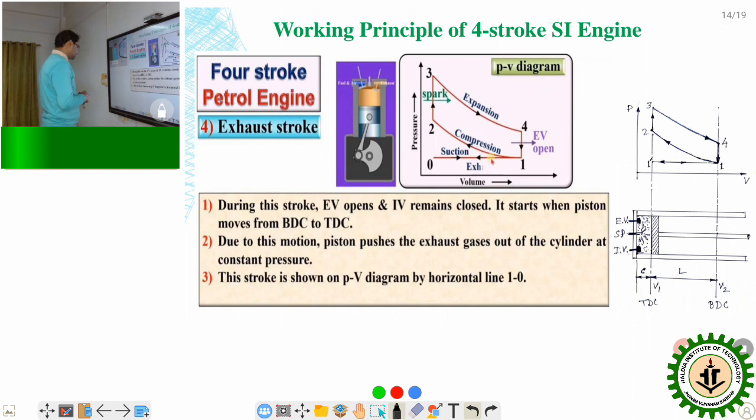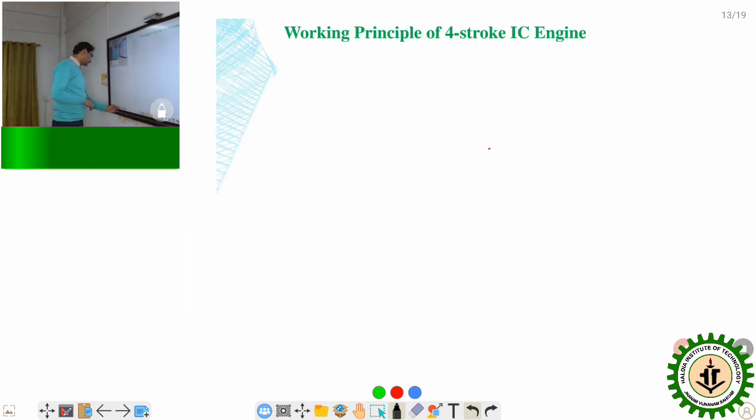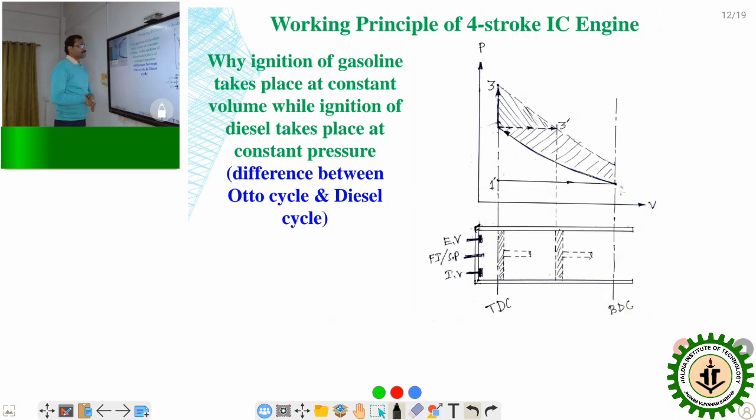Now the question here is highlighting the difference between the Otto cycle and diesel cycle. Otto cycle is applied in the spark ignition engine for petrol and gas, and the diesel cycle in the diesel engine. So my question is, why does ignition of gasoline take place at constant volume? Why does ignition of diesel take place at constant pressure?